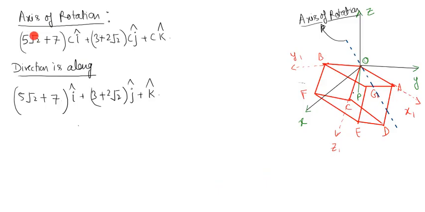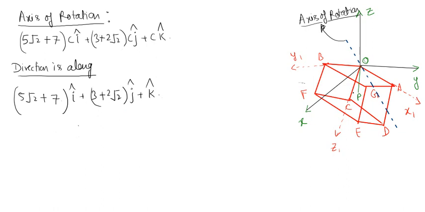So the axis of rotation can be written in terms of c, where c is some constant. Okay. So the axis of rotation written in terms of c is (5√2 + 7c) i cap plus (3 + 2√2 c) j cap plus c k cap. Now I can eliminate c from here. So the direction of the axis of rotation will be along (5√2 + 7) i cap plus (3 + 2√2) j cap plus k cap. Okay, so this is the direction of the axis of rotation.